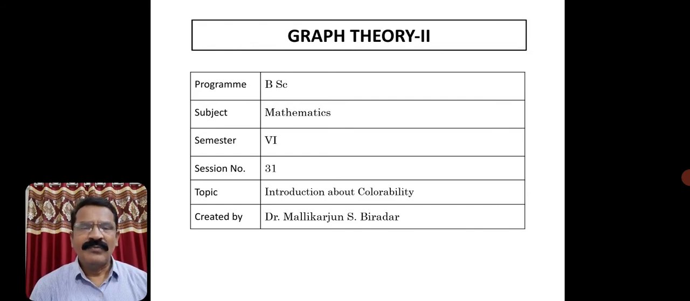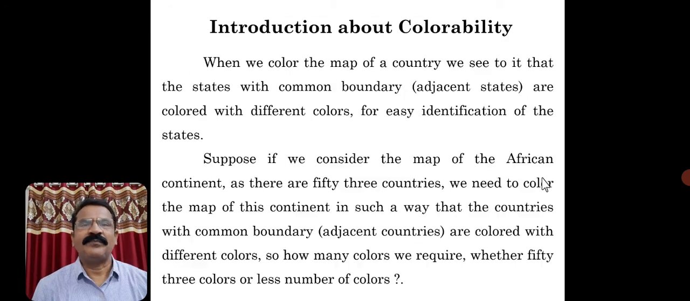Now, when we color the map of a country, what do we see? We see that the states with a common boundary are colored with different colors. The reason is, as I have told right now, easy identification of the states, or you can say countries. If you consider a map of a state, districts. If you consider a map of a country, states. If you consider a map of the world, we need to identify the countries. So for easy identification, we color with different colors.